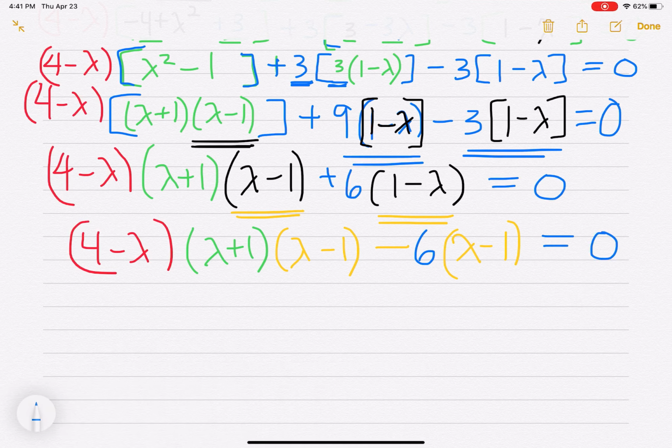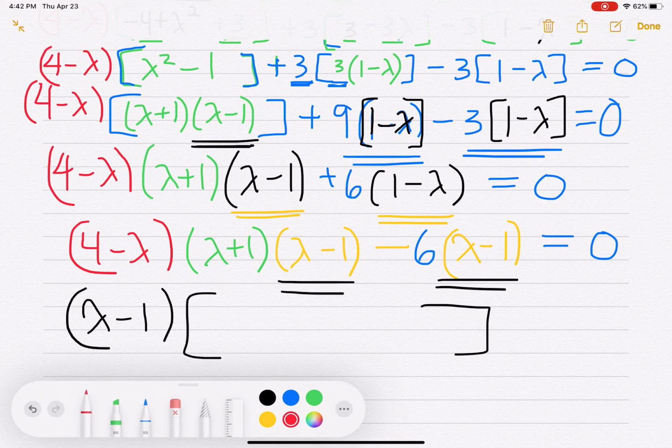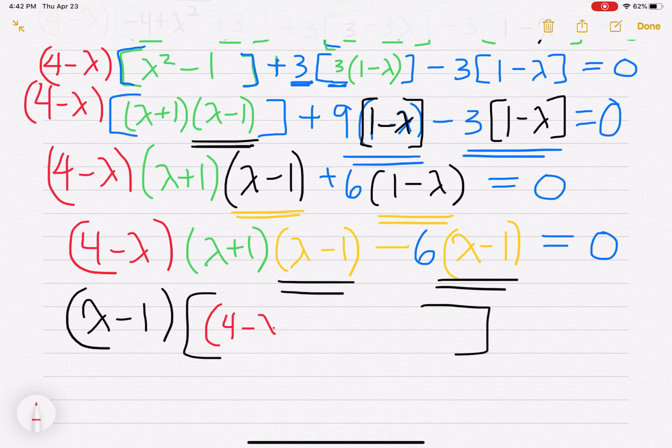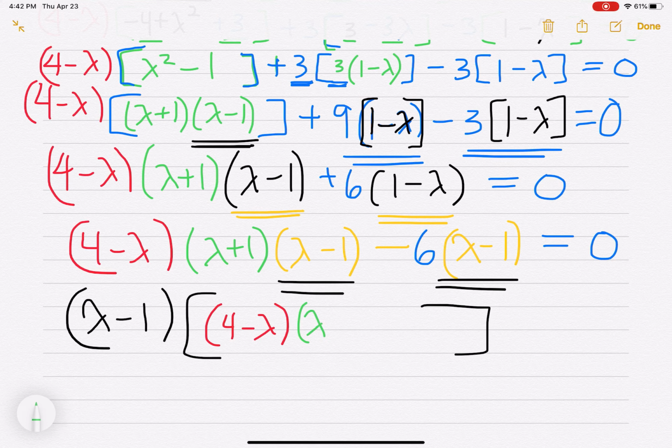So now we got lambda minus 1s. These have a lambda minus 1 in common now, so I'm going to factor that out front. In the big bracket, I'm going to be left with 4 minus lambda, lambda plus 1, and then a minus 6. And all that's equal to 0.